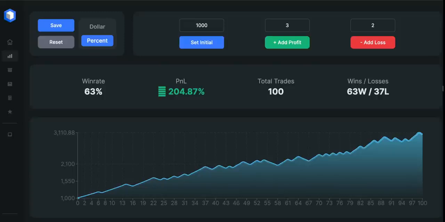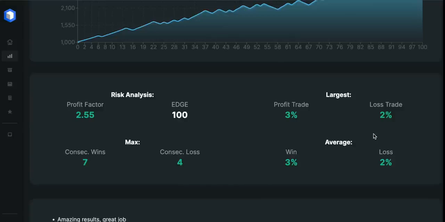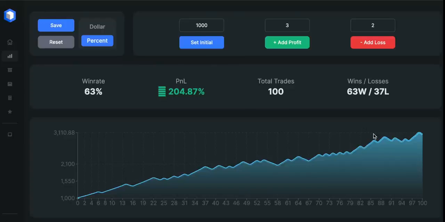Of course, the spreads and fees are not included, so you definitely want to expect that number to be lower when trading live. The profit factor for the strategy is looking pretty good, and we had 7 wins in a row against 4 losses in a row. So yeah, I'm definitely happy with these results, even though the indicators for the strategy aren't that great.